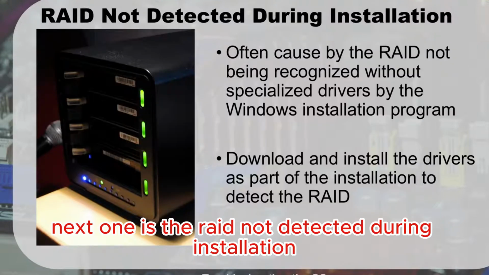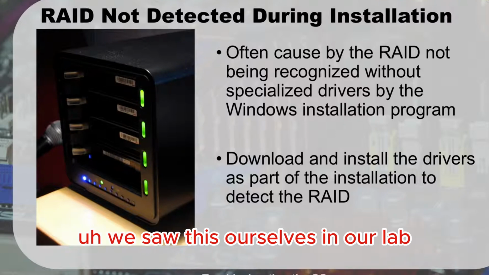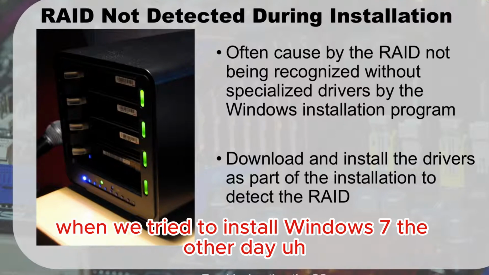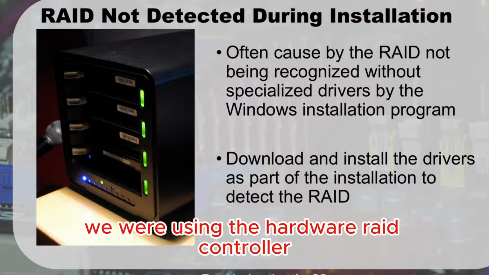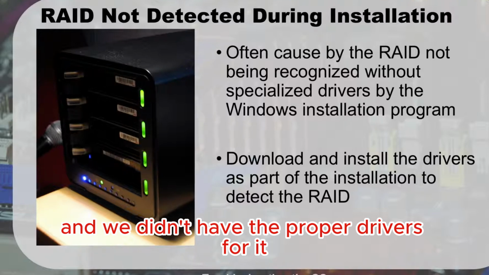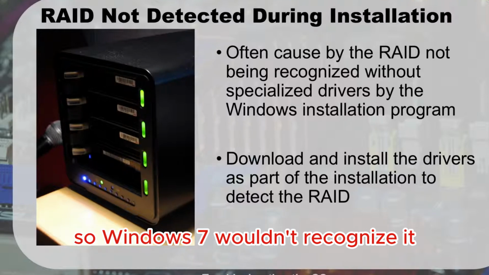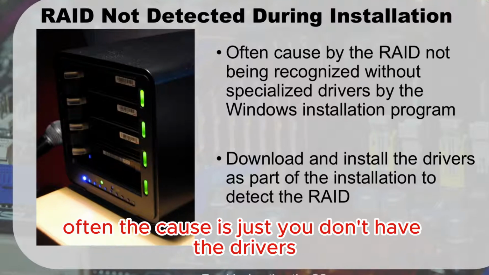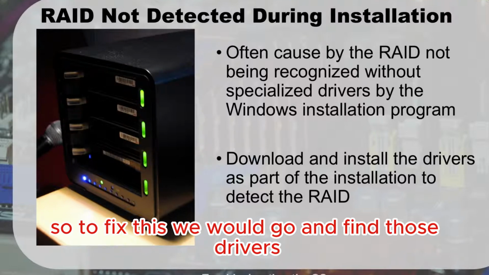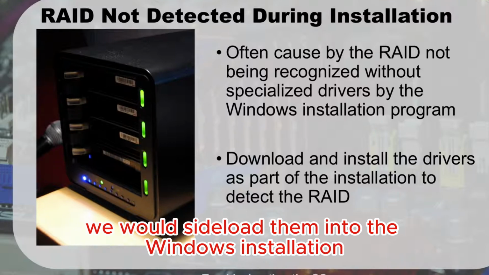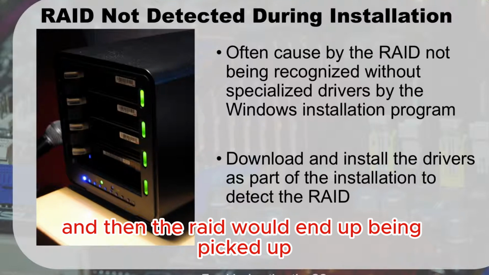Next one is the RAID not detected during installation. We saw this ourselves in our lab when we tried to install Windows 7 the other day. We were using the hardware RAID controller and we didn't have the proper drivers for it, so Windows 7 wouldn't recognize it. Often the cause is just you don't have the drivers and Windows doesn't understand it by default. So to fix this, we would go and find those drivers, we would sideload them into the Windows installation, and then the RAID would end up being picked up.